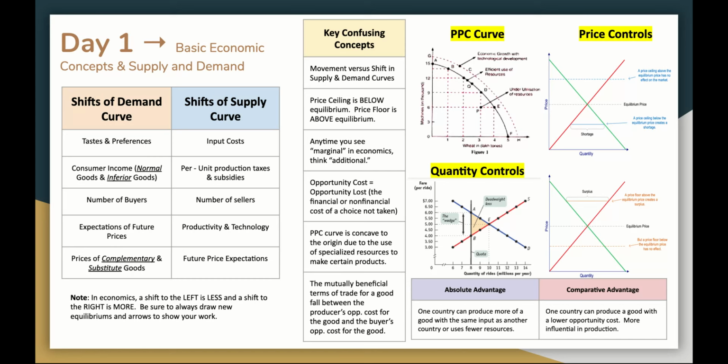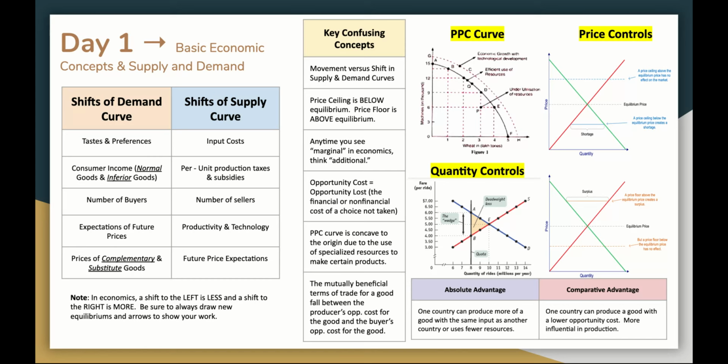Productivity and technology. Generally, when technology comes along and it makes things more efficient, it makes things more quickly, that's going to increase supply. Sometimes productivity or technology might go down, and that would work in the other direction. The same situation is with future price expectations with producers. They're going to want to produce more when the prices are higher.